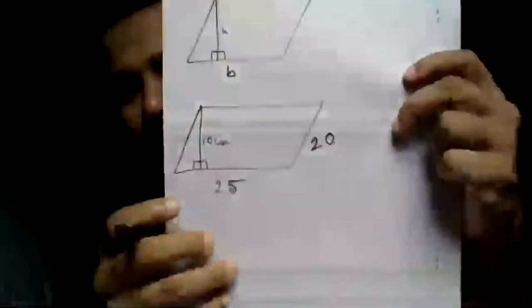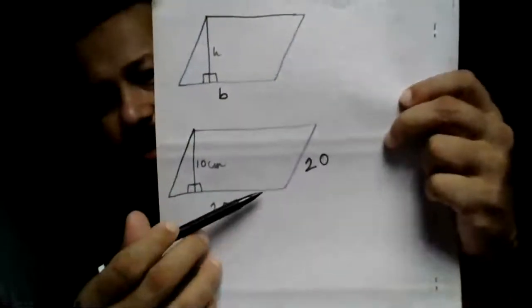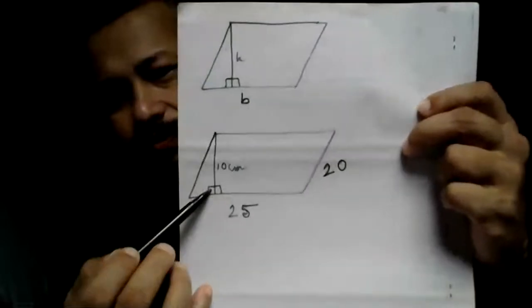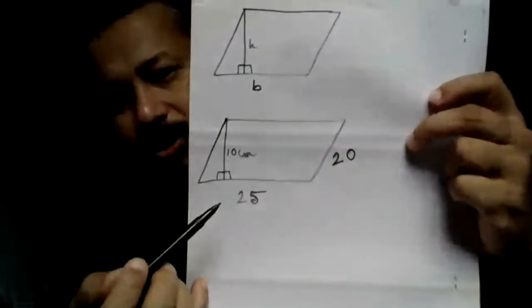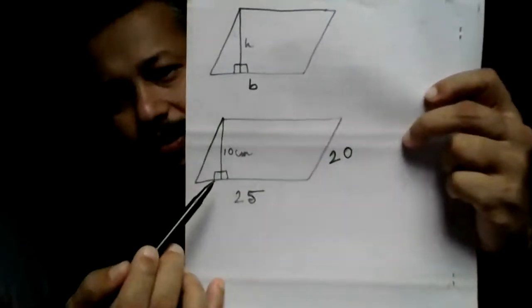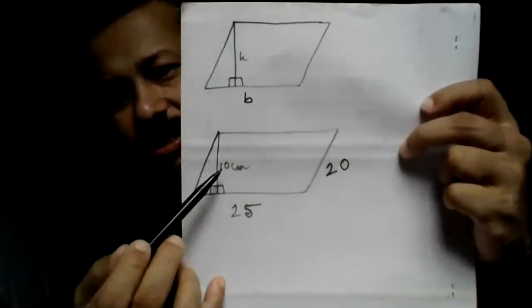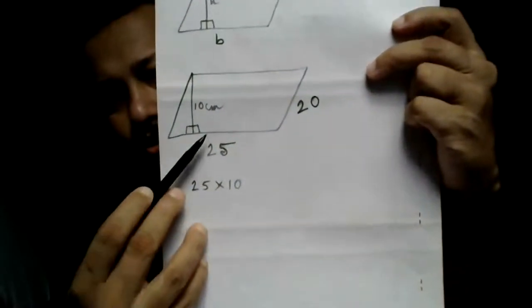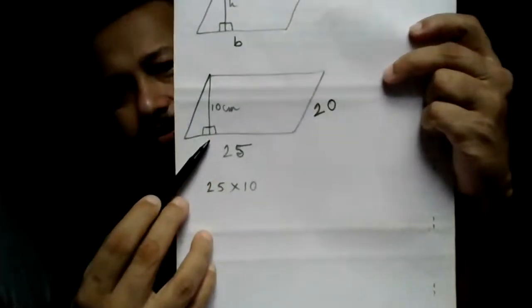See, with this base, when the base is 25, the height is 10 centimeter. I repeat, when the base is 25, height is 10. That means what is the area? Area equal to base into height, that is 25 into 10.